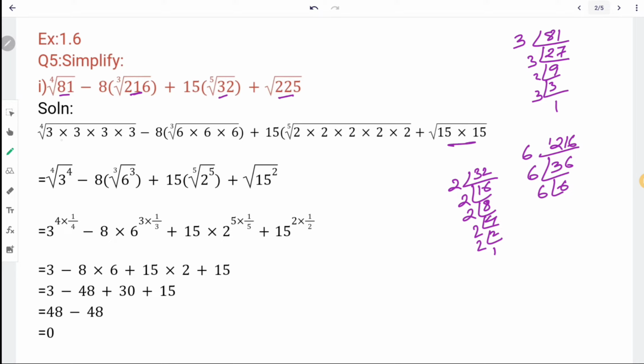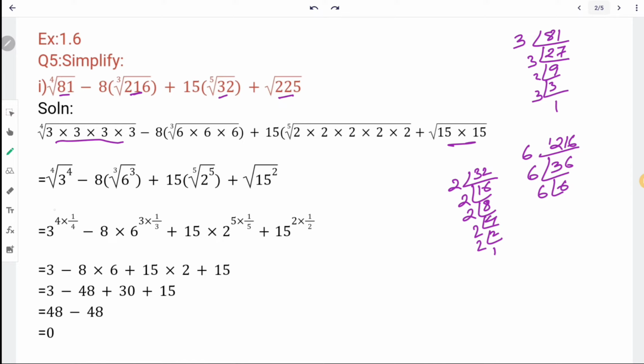Okay, so now this 3 into 3 into 3 into 3 can simply be written as 3 to the power 4. Same thing, this 6 into 6 into 6 can be written as 6 to the power 3. And same thing once again, this can be written as 2 to the power 5, and 15 into 15 can be written as 15 squared. Now if we follow back the formula, this simply means 1 by 4, this means 1 by 3, 1 by 5, 1 by 5. And if there's nothing here, it means that 2 is here. Every time, if there's nothing, 2 is there.